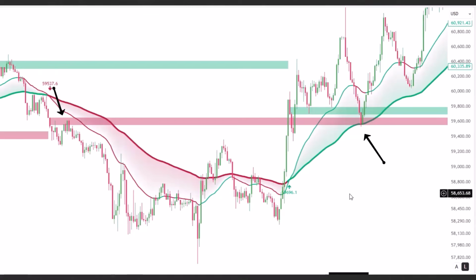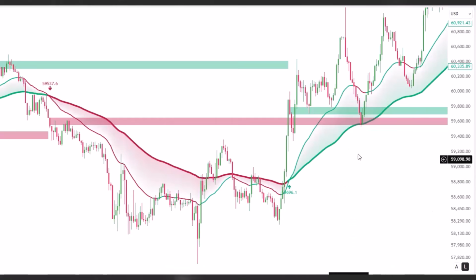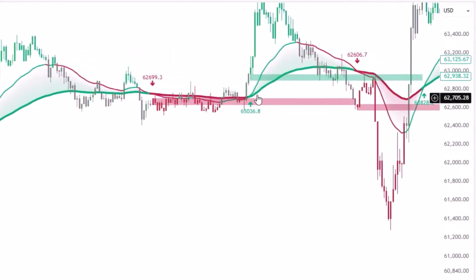Now you might be thinking, can I simply trade every crossover? The answer is not always. During a strong trending market, these signals can work very well. But when the market starts moving sideways, the fast and slow Kalman lines may cross back and forth several times, creating false signals and unnecessary trades.